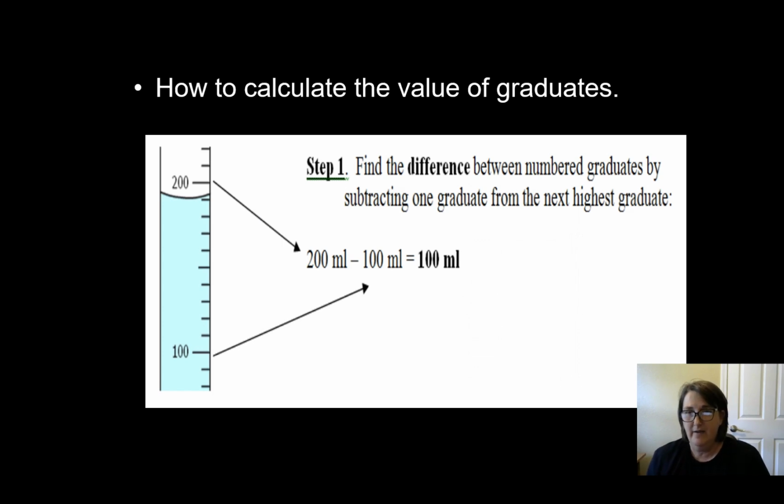So to calculate the value of graduates, it's really very simple. You're going to find the difference between the numbered graduates by subtracting one graduate from the highest graduate value. So what that means is here I have my graduate, which is my big numbers, 200, and down here I have 100. I'm going to subtract those two numbers. When I subtract those two numbers, I get 100 milliliters.